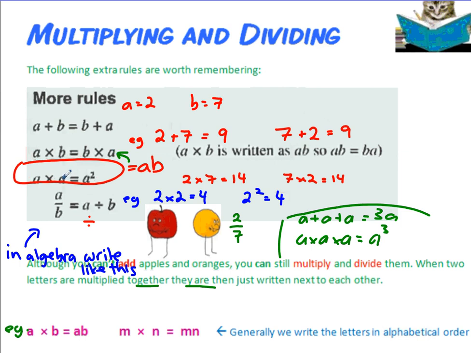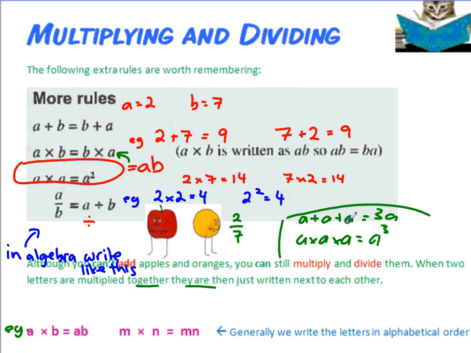Similarly, something to remember, a times a, you probably realize this already, is the same thing as a squared. For example, if a is 2, 2 times 2 is 4, and similarly 2 squared is 4. Same thing, if it was b squared, b times b is b squared. 7 times 7 is 49. 7 squared is also 49. Something like a over b means a divided by b. So for example, a divided by b is 2 sevenths, which is the same thing as 2 divided by 7.